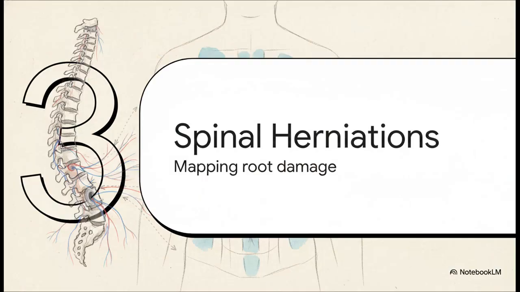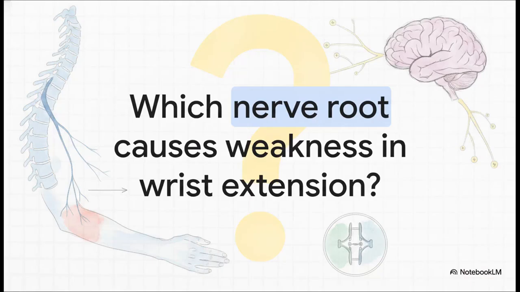All right, moving down the spine to Section 3, diagnosing spinal disc herniations. Let's map out some root damage. So, say we have a 44-year-old guy who has suffered some localized trauma. He comes in with neck pain, but more importantly, he has noticeable weakness when he tries to extend his wrist, and he's got numbness running down his lateral forearm.